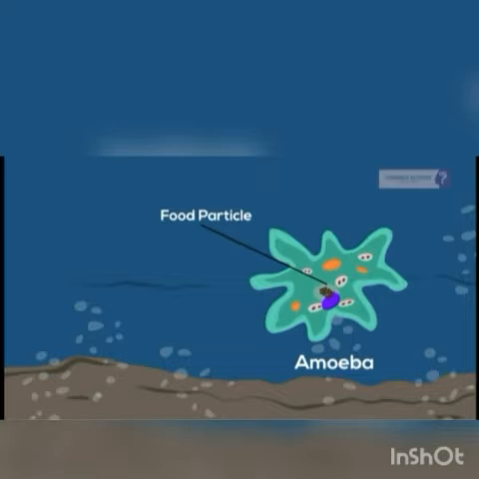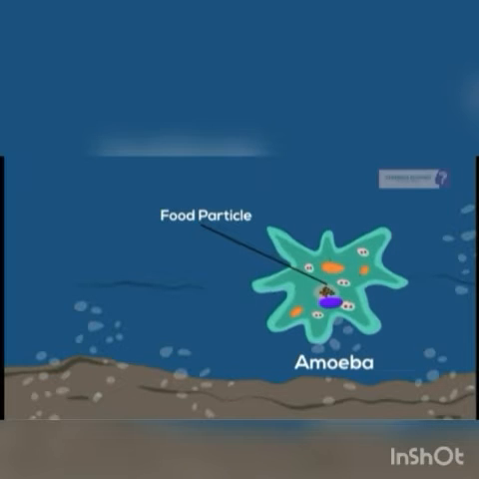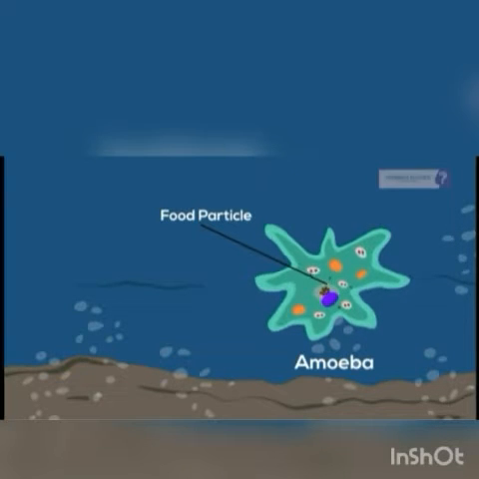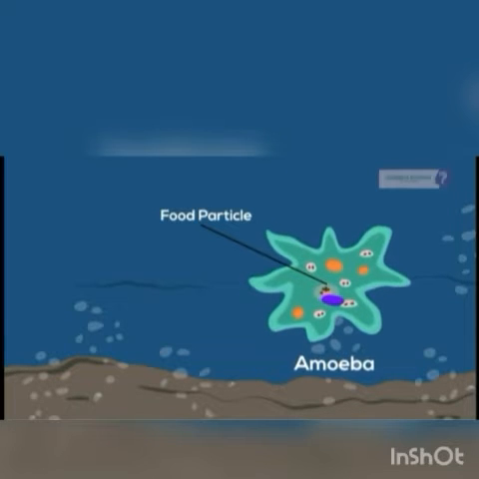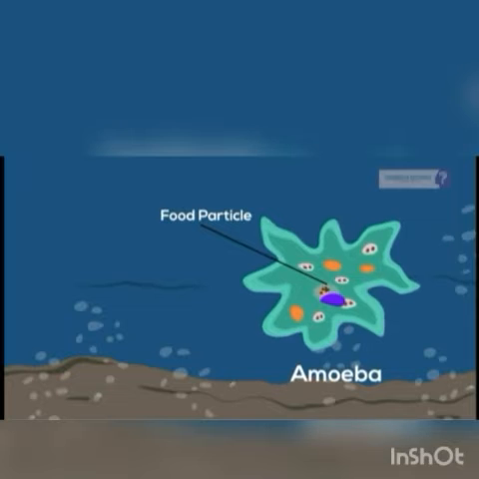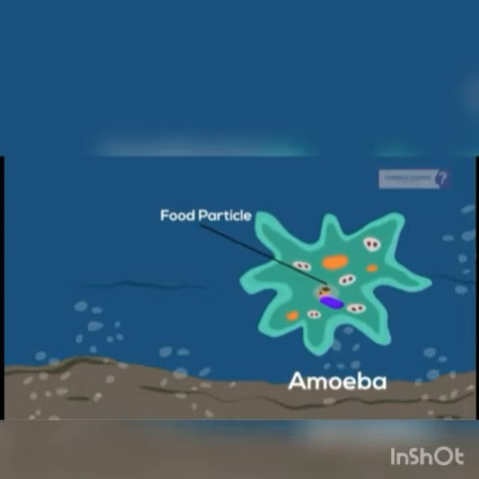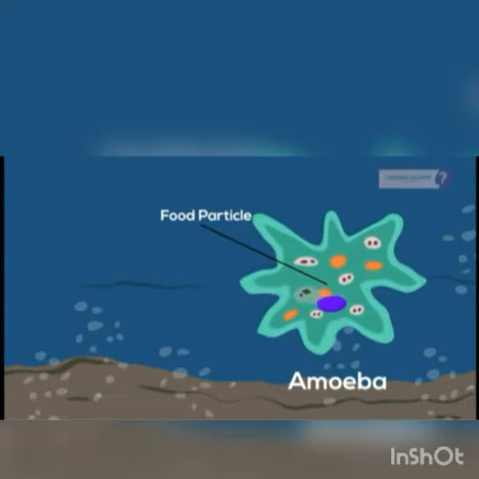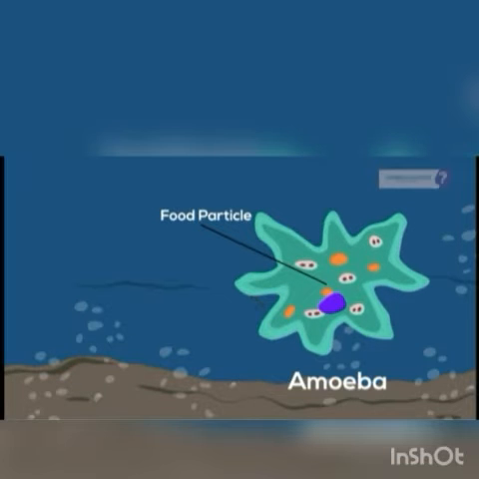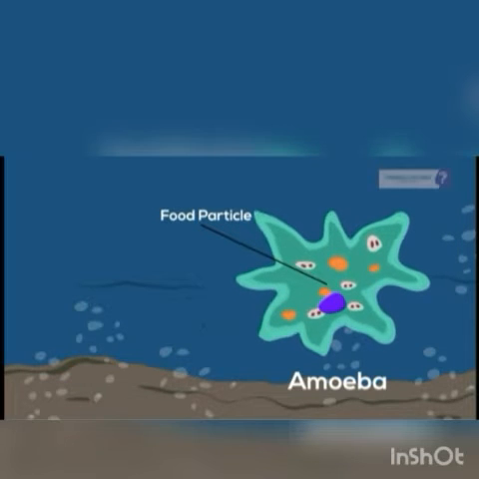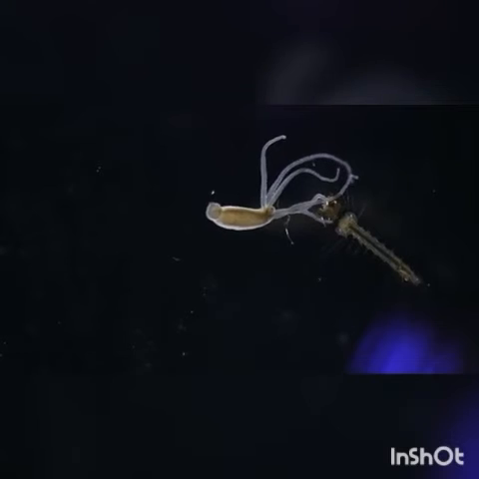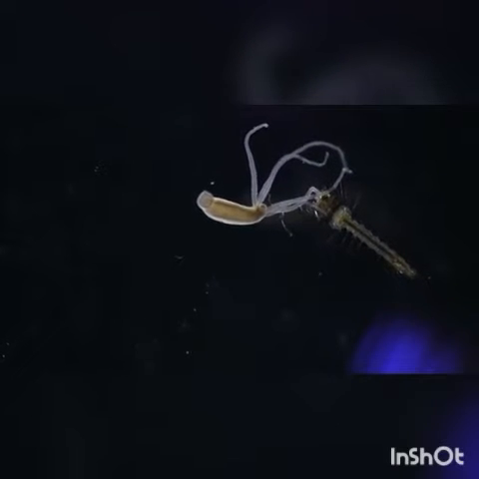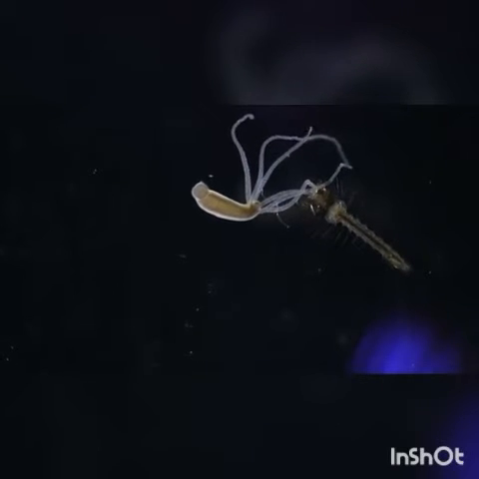So, the food becomes trapped in a food vacuole. Once trapped, digestive juices are secreted into the food vacuole to break it down into simpler substances, which gradually get absorbed in the amoeba. The absorbed food is used for growth, multiplication, and maintenance of the amoeba. So students, now we will study nutrition in hydra.